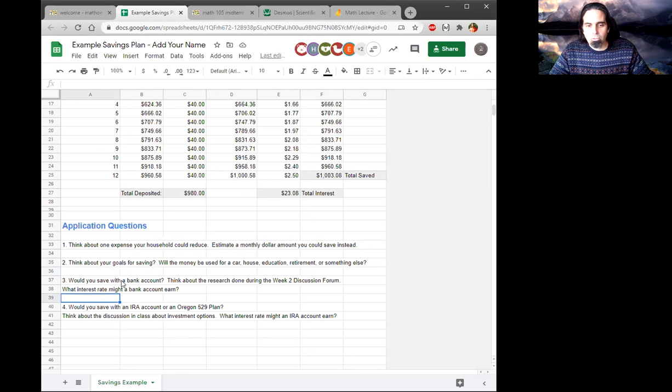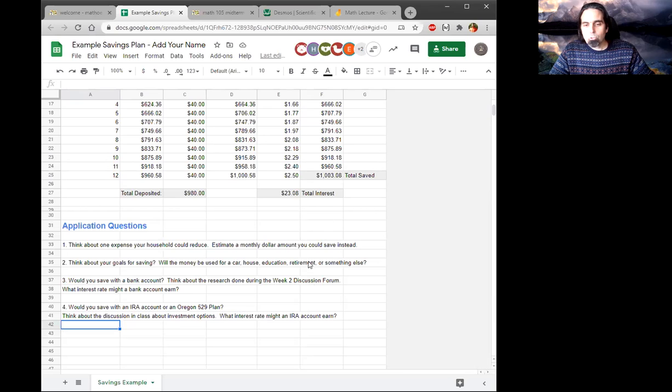Would you use a bank account? We just did a lot of stuff in last week's discussion forum about what kind of interest rate a bank account might earn. Or would you save with an IRA or a 529 plan? We'll mention those at the very least quickly today, so you would know what that is. What kind of rate might they get?